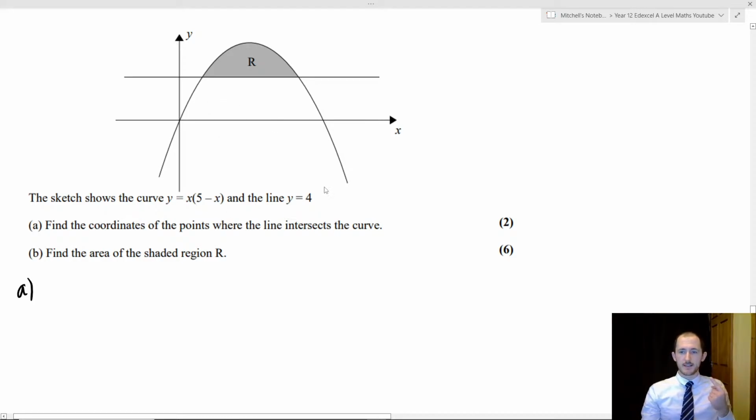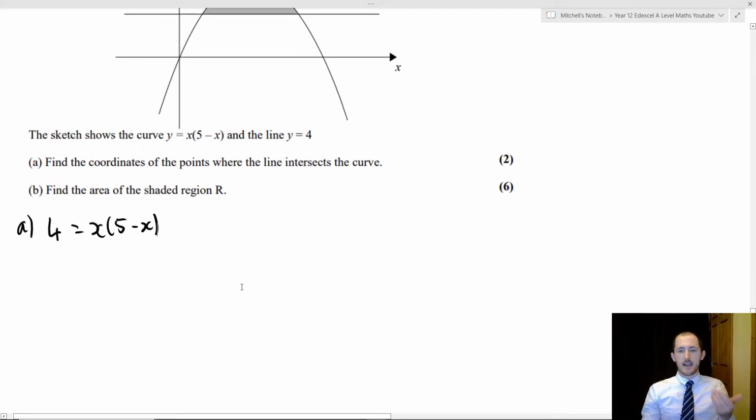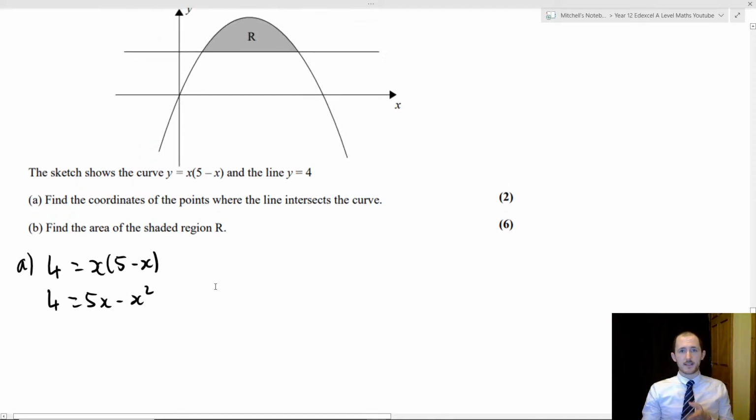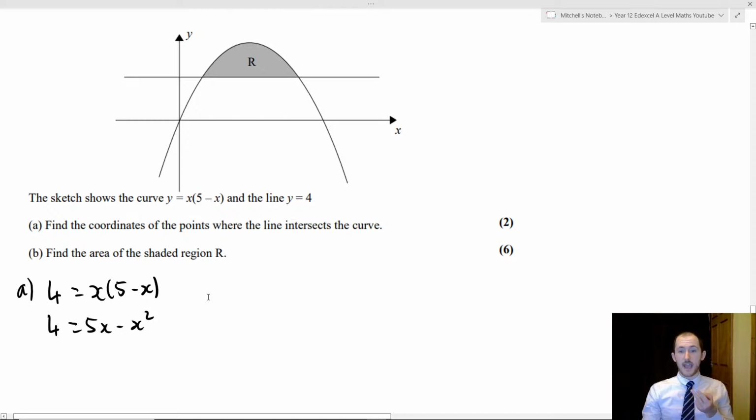So in this case, 4 is equal to all of this. So we have 4 equals x, 5 minus x. Now to work this out, we're going to have to expand the bracket. So we have 4 equals 5x minus x squared. Now this is a quadratic, so when we solve it, we're going to get 2 values of x, right?